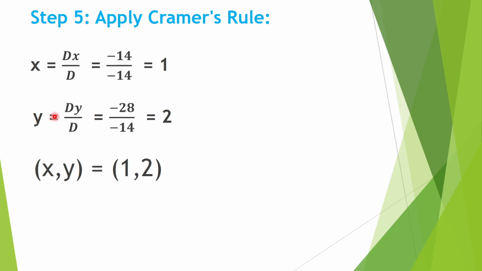And for y, Dy upon D. So what is the value of Dy? The value of Dy is minus 28 and the value of D is minus 14. So minus 28 divided by minus 14 equal to 2. So the value of y is equal to 2. So the values of x and y are 1 and 2.